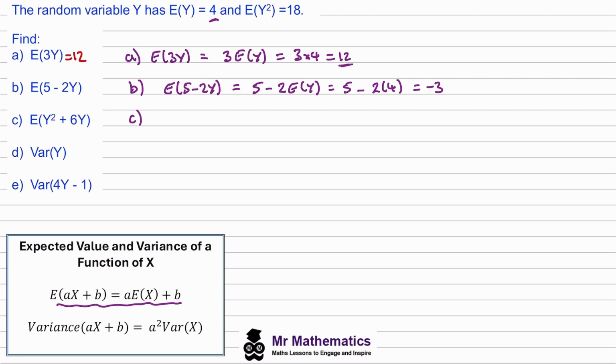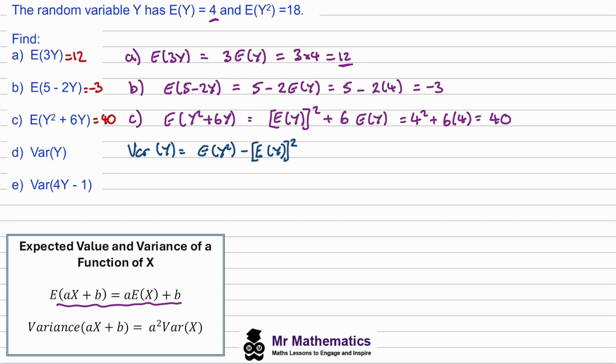Part C, we'll replace the y with the expected value of y. Then we'll substitute in the 4. We get 16 plus 24, which will give us 40. And then for part D, to work out the variance of y, we'll find the difference between the expected value of y squared and the expected value of y all squared. We'll substitute in the 18 and the 4. Then we'll get 18 minus 16 to give us a variance of 2.